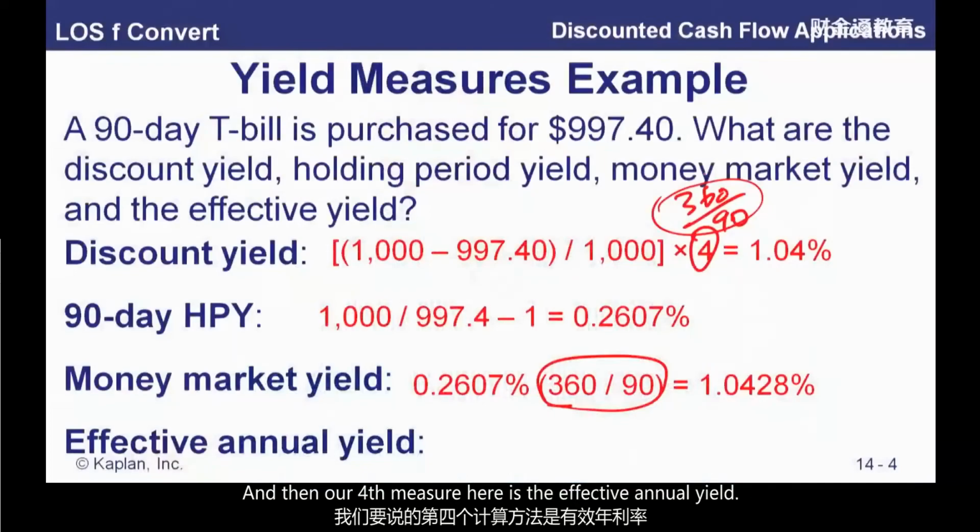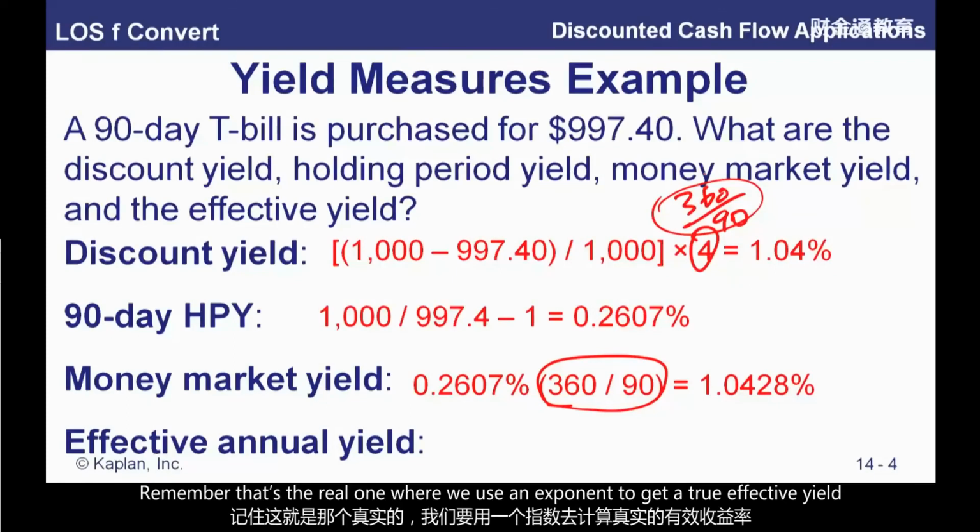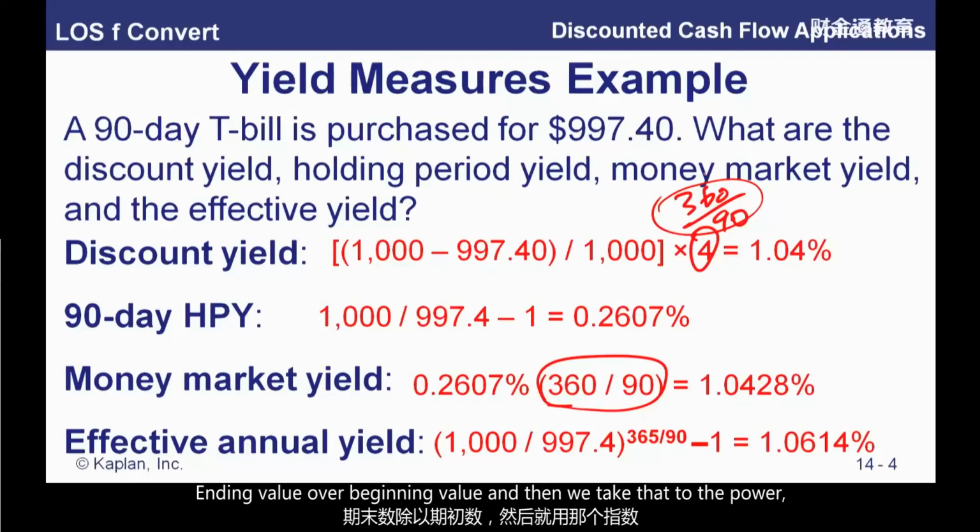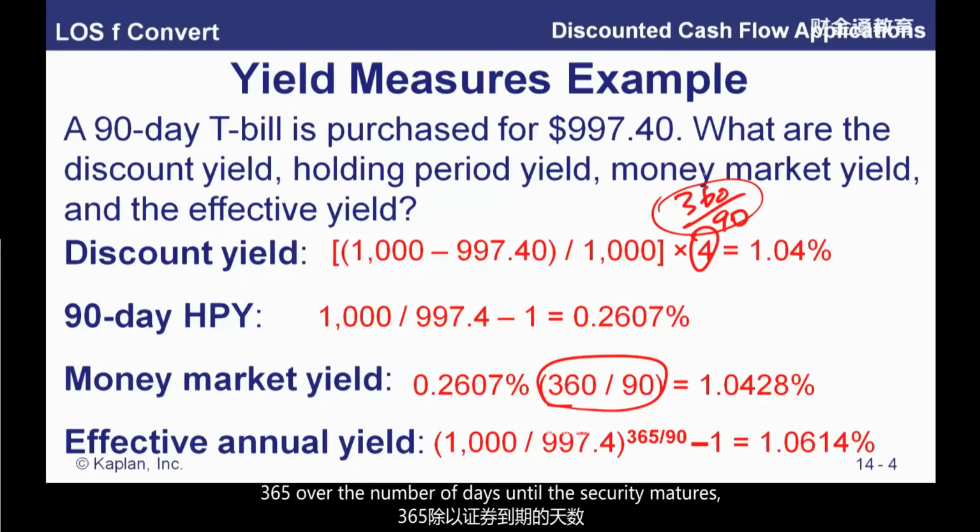And then our fourth measure here, the effective annual yield. Remember, that's the real one where we use an exponent to get a true effective yield. Ending value over beginning value, and then we take that to the power 365 over the number of days until the security matures. That's 90 days here, and so that's our highest measure. We get 1.0614% as our effective annual yield.